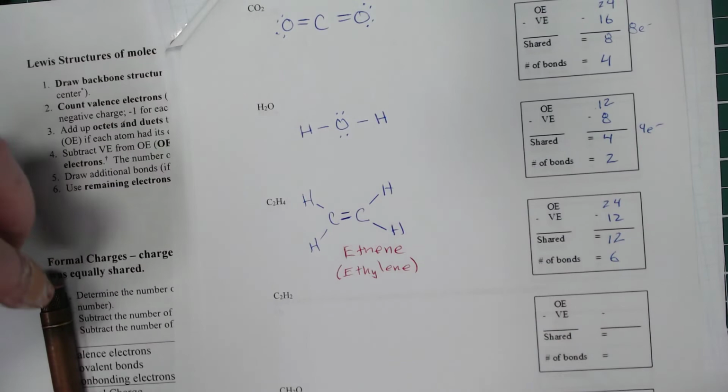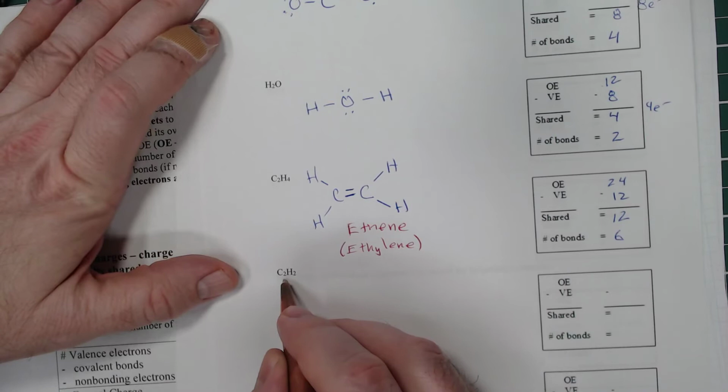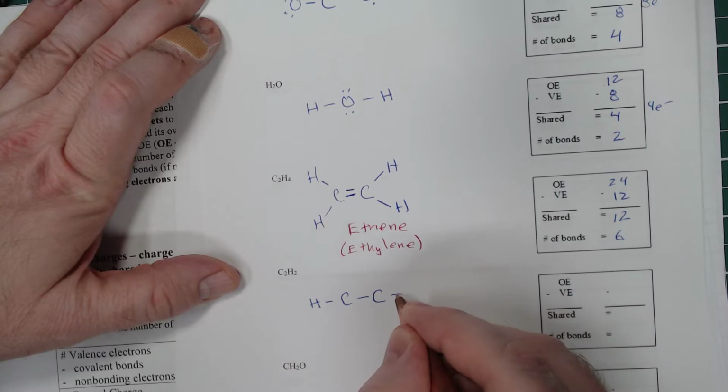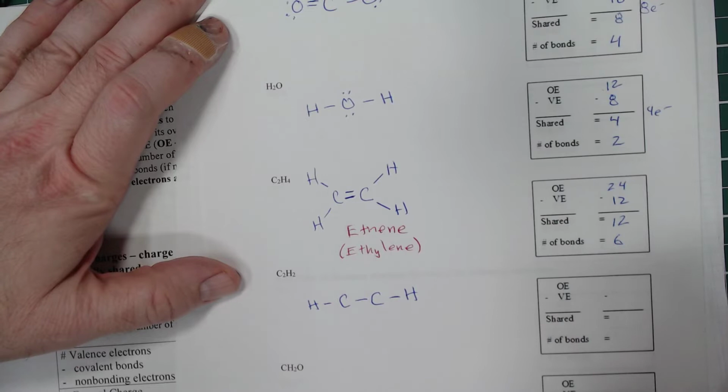All right, next we've got C2H2. Well, clearly we're going to have to put the carbons connected together, and we only have 2 hydrogens, so let's put the hydrogens on either side. So there's the hydrogens on either side, and so that is our backbone structure.